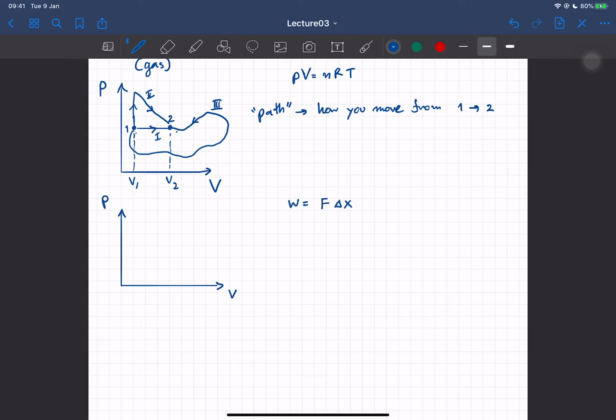Okay, and what is force here? Well, imagine what happens when you have a gas container inside what we call a piston. Piston means the lid of the container can move. So this lid can move around.